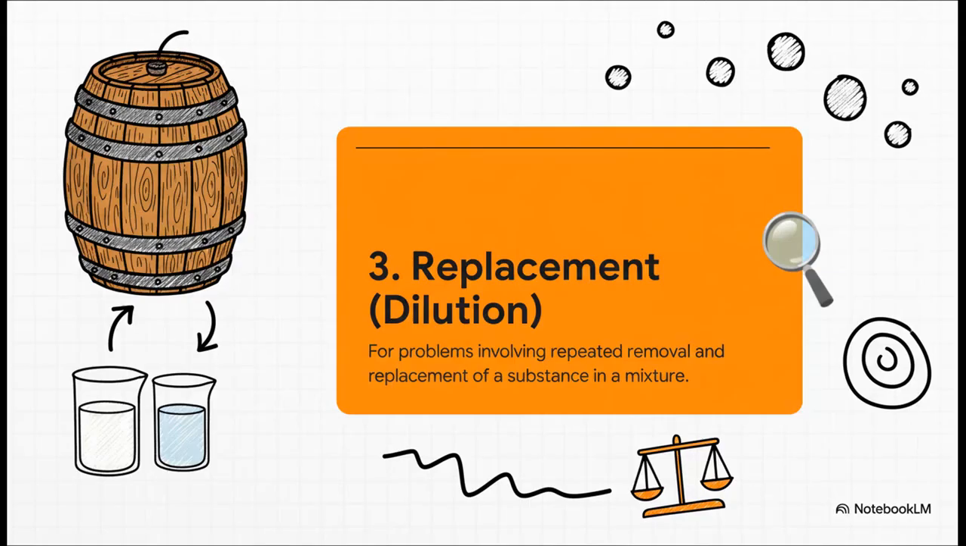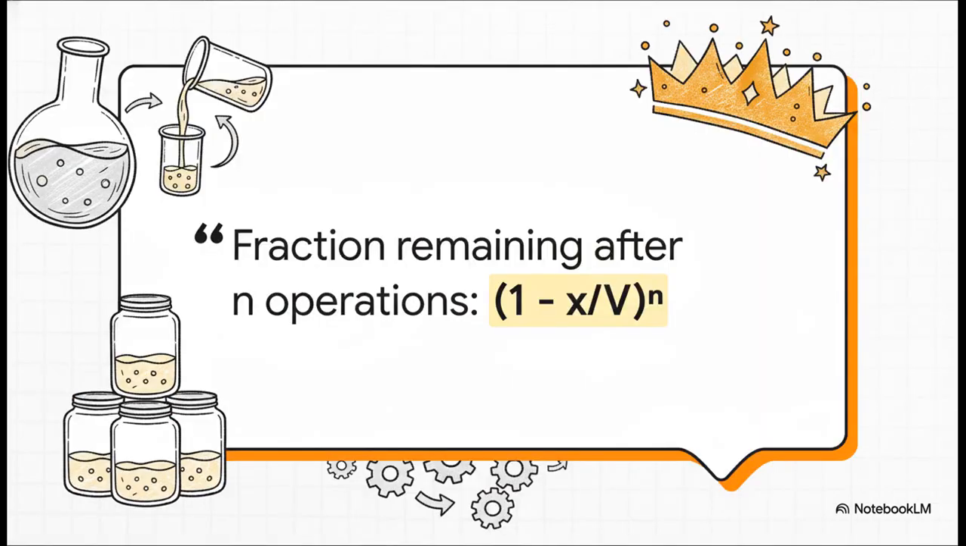Okay, our third core idea is for a problem type that comes up all the time on the CAT: replacement or dilution. You've seen these, I'm sure of it. A tank of milk has, say, 10 liters removed and replaced with water, and then that same process happens again. They seem really complicated, but they all boil down to one simple, elegant formula. And this right here is the golden key. This formula solves them all.